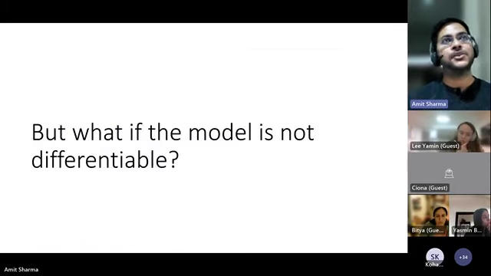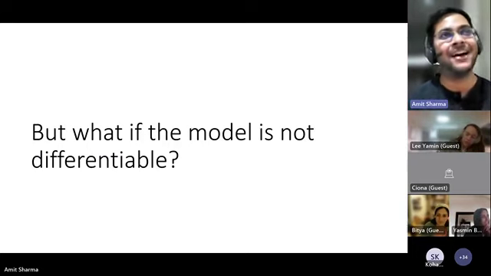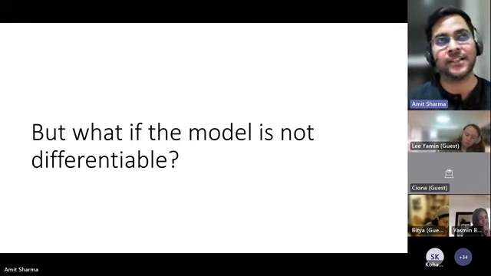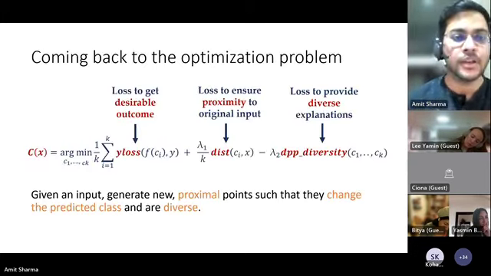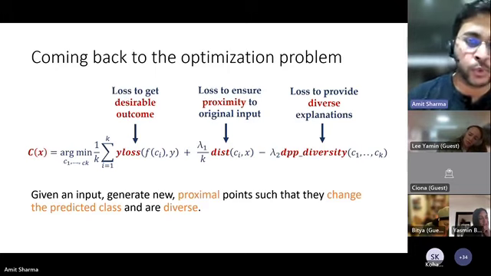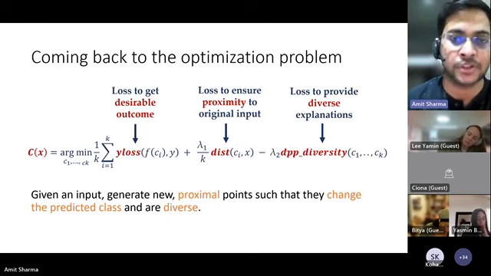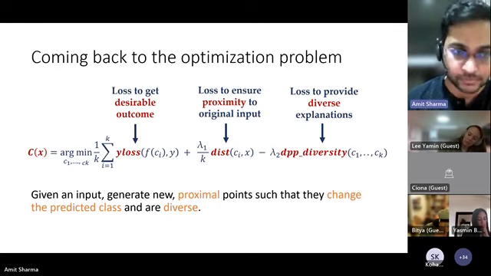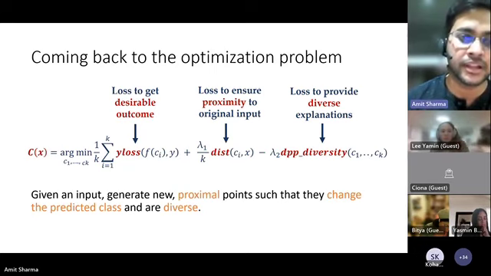But I think as we did this work, we realized that most people are not interested. When we open sourced this library, most people said that this doesn't work for us because we use sklearn, right? And we use all these non-differentiable models, and your method does not work for them. So we came back to this optimization problem and thought about what we really wanted. And what we really wanted was these 3 things again, right? Just the desirable outcome, proximity, and diversity. And so the next question was, can we do it without gradient descent?